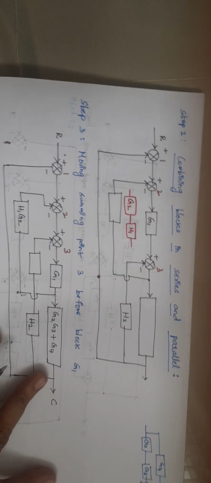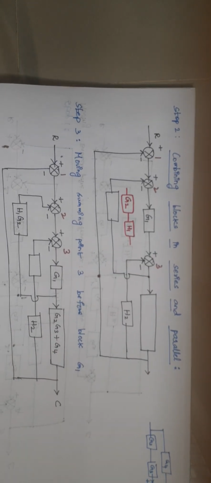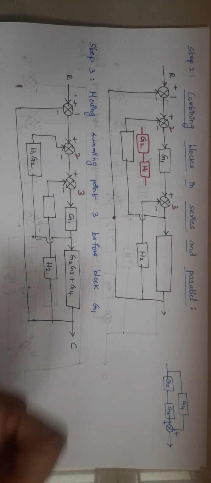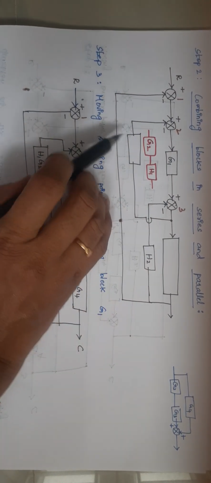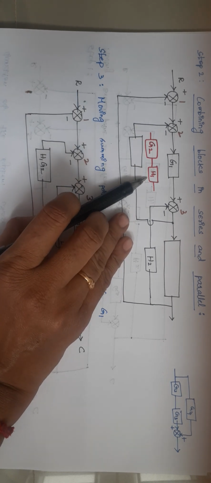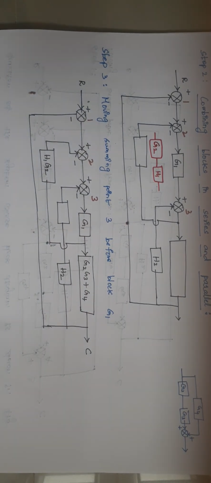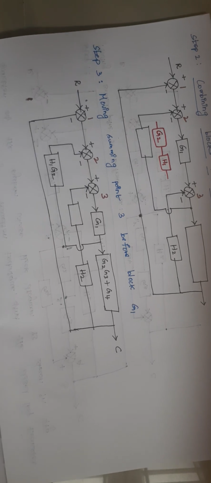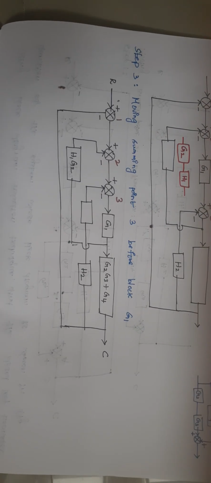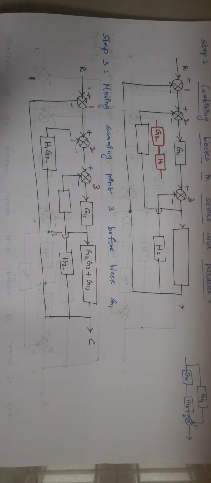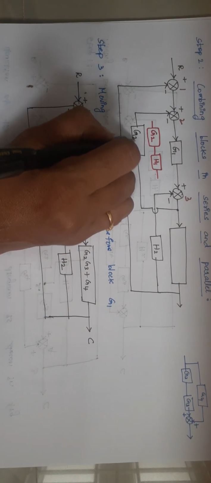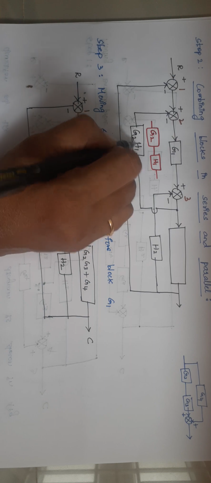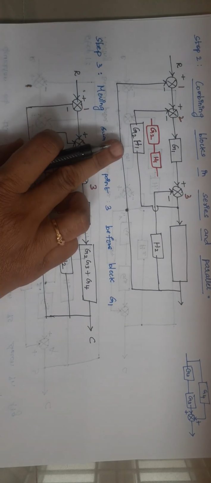Step 2 is combining blocks in series and parallel. In this case, the blocks in series are G2 and H1. Combining blocks in series is nothing but multiplying the blocks which are present. So when you multiply G2 and H1, you will have G2 into H1, right? This is our basic rule.